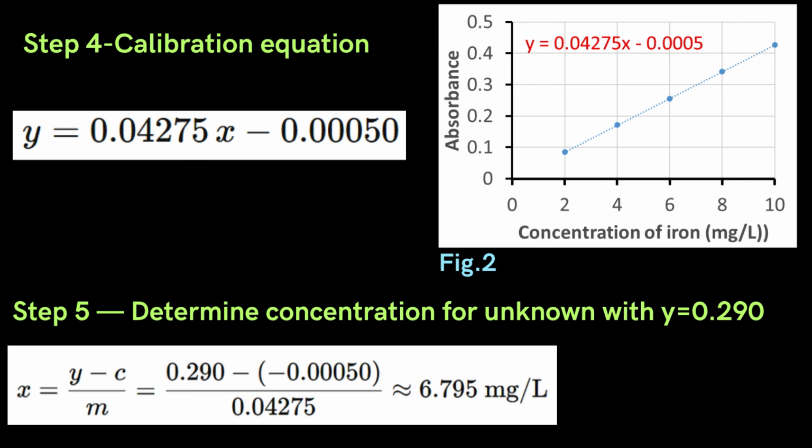In fifth step, we will use this calibration curve to determine concentration, x, of unknown sample by putting the value of absorbance 0.290. Where x become y minus c divided by m, and further solving 0.290 minus 0.0005 divided by 0.04275, and finally the answer will be 6.795 milligrams, with the concentration of iron found in water samples. In summary, this regression line can be used to determine concentration of unknown substance using any analytical instruments.